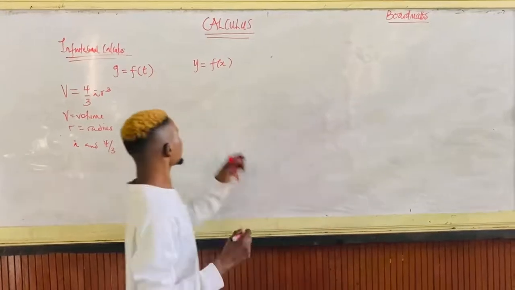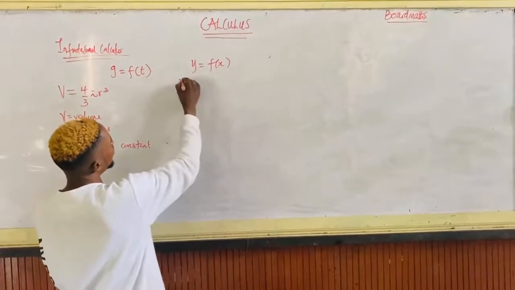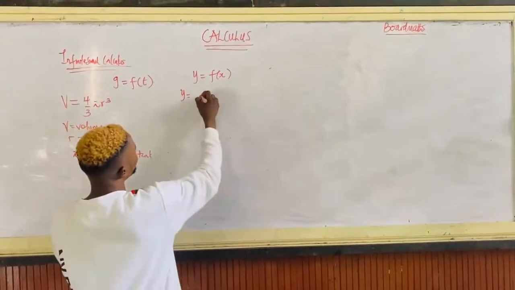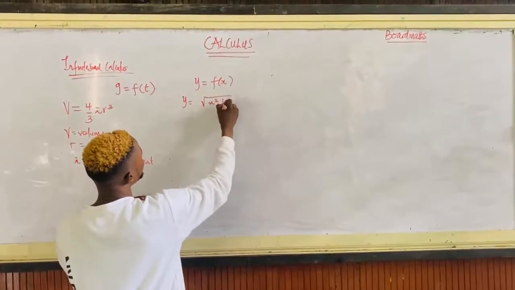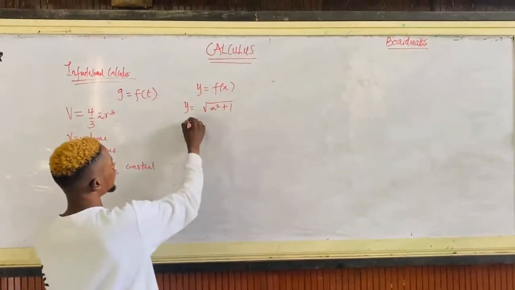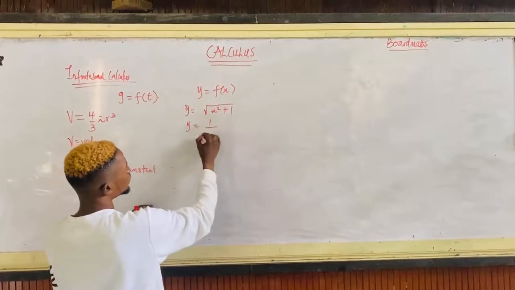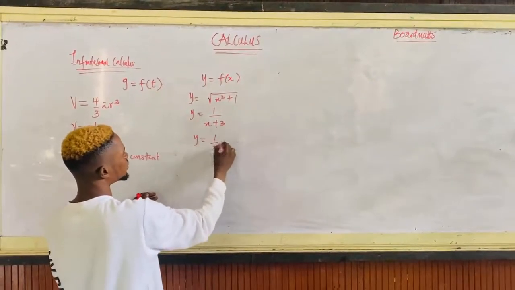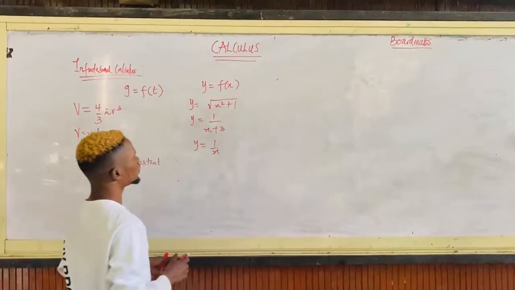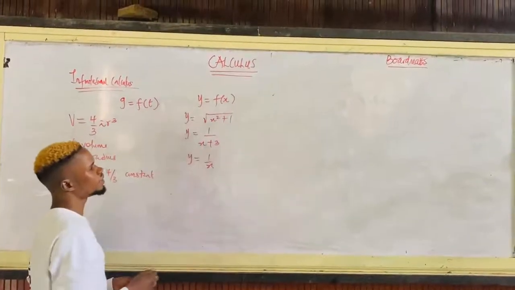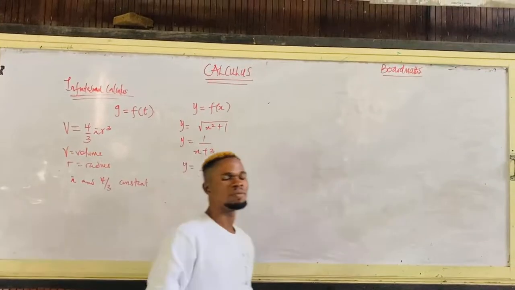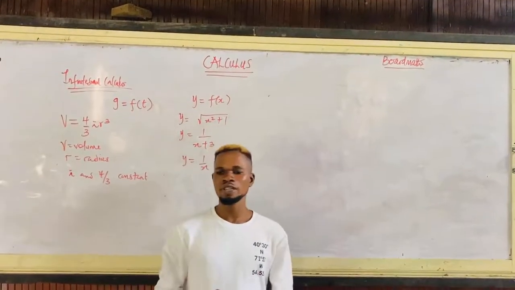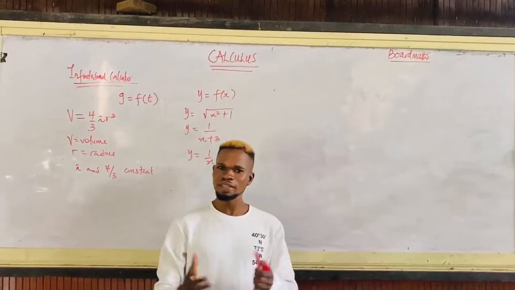Now, as examples of this, let's say we have y is equal to the square root of x squared plus 1, y is equal to 1 over x plus 3, and y is equal to 1 over x. They are functions. Now, y is the dependent variable and x is the independent variable. Now also we have the notation of the increment of a function.